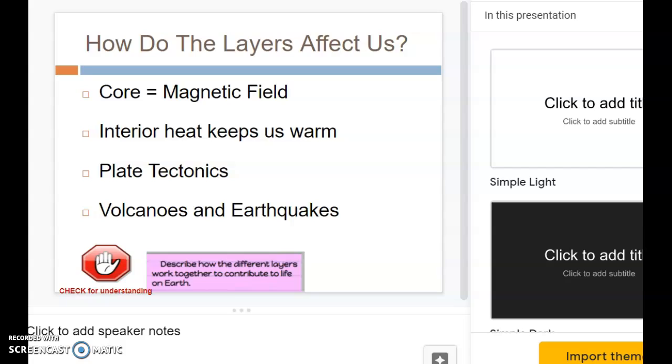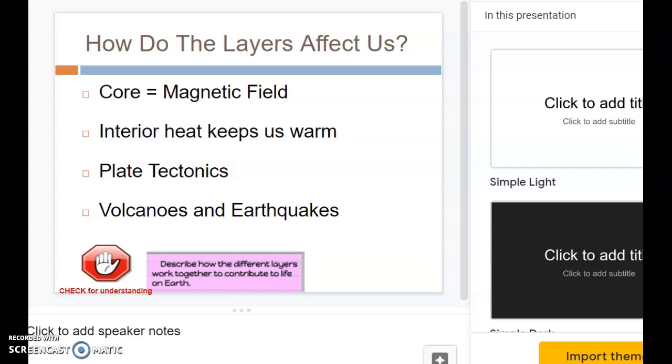So how do these layers affect us? The core is magnetic because it has that metal in it and it's solid. It's magnetic. And the interior of the earth keeps us warm. So that liquidy part that's really, really hot keeps us warm because heat rises. And plate tectonics are affected by these layers because, like we said, the lithospheric plates float on top of the upper mantle because the upper mantle is liquid and lithospheric plates are solid. And because of those lithospheric plates floating on the upper mantle, the lithospheric plates can bump into each other.